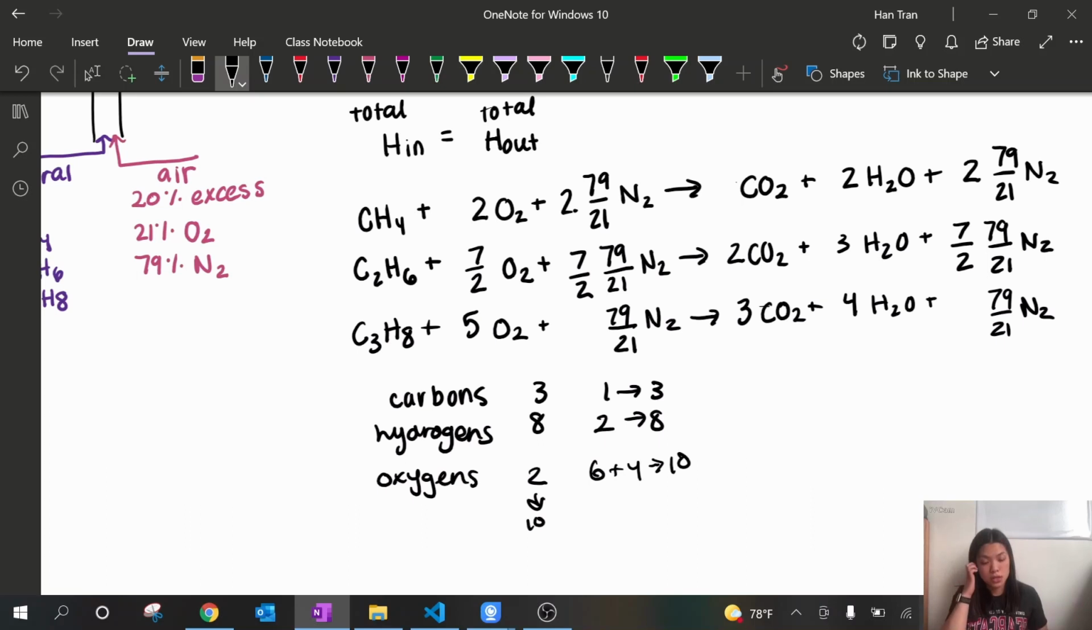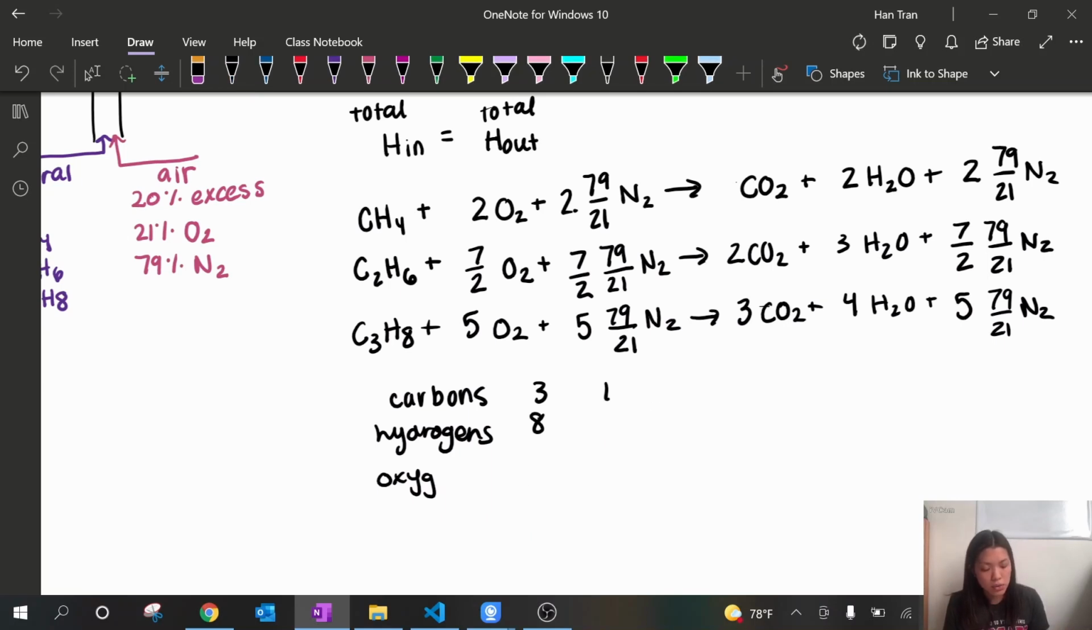Again, whatever we do to the oxygen, we have to also do to the nitrogen since they are together in the air. So we have to put 5 moles of the 79 over 21 moles of nitrogen, and then whatever nitrogen goes in will also come out since it doesn't react. So we have to do the same on the right side.